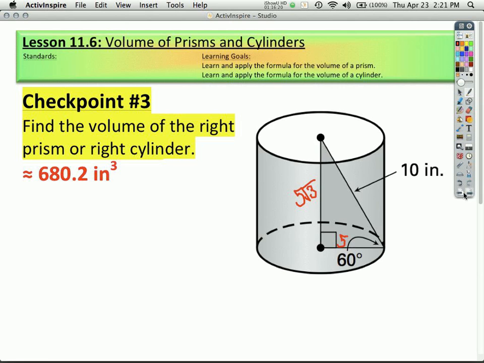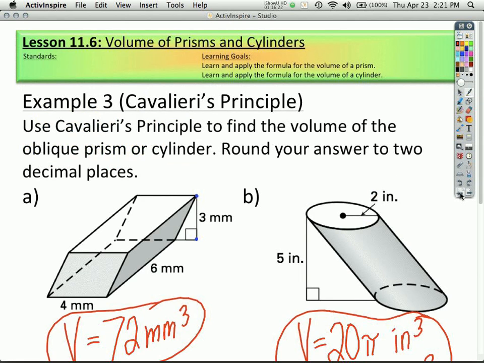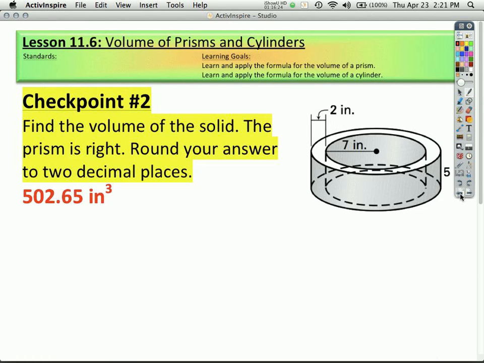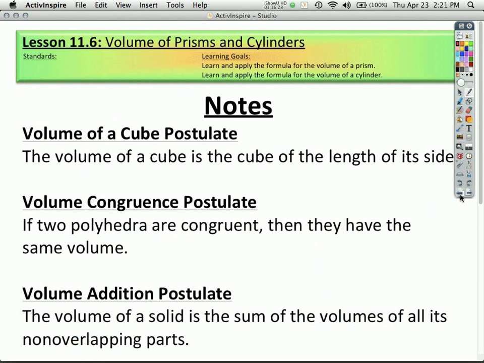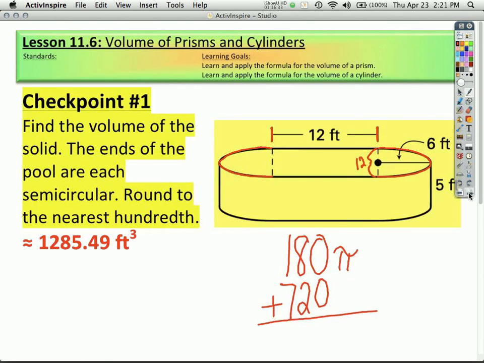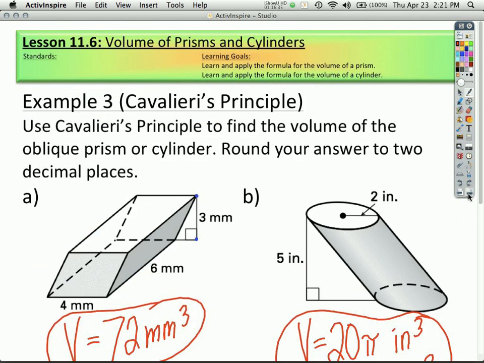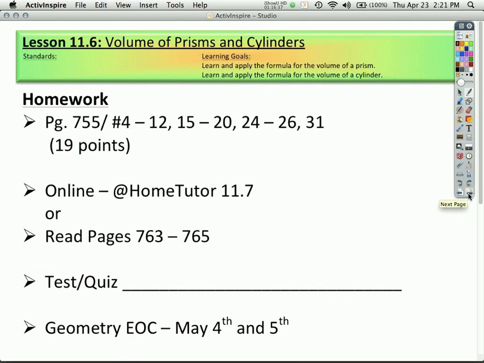Any questions about this? Any questions about anything we've done today? Cavalieri's principle, finding the volume when parts are cut out, finding the volume, postulates, anything?